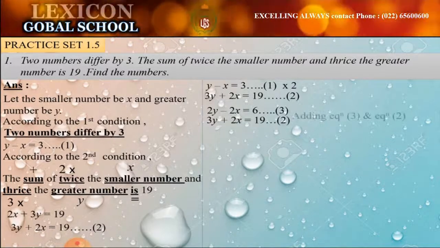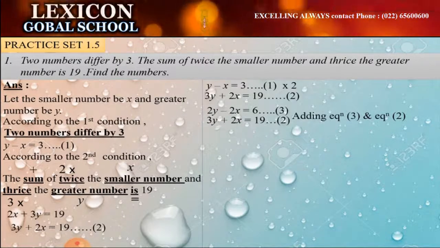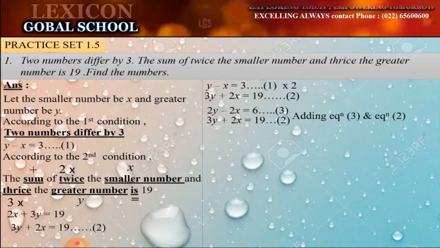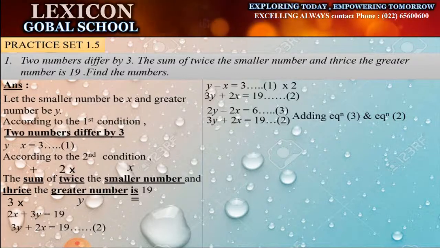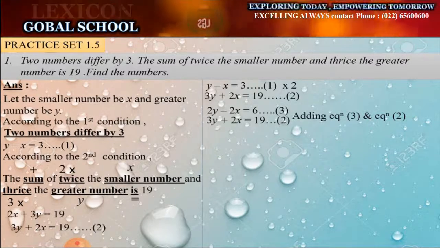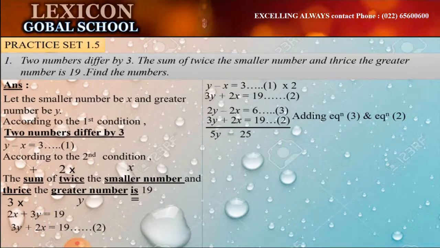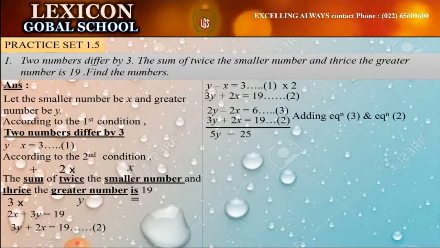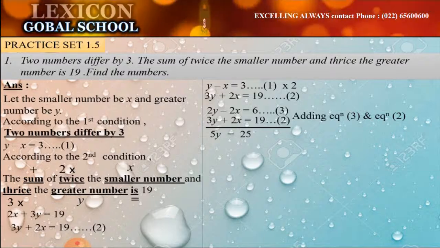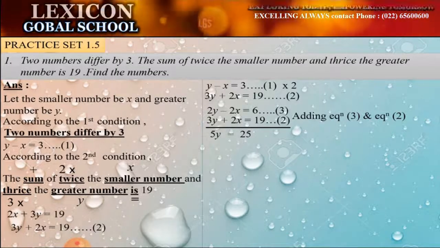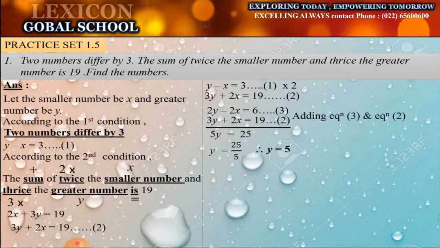Now we need to add because coefficients have become the same and already there is an opposite sign. First equation is having a negative sign, second equation is having a positive sign. So we can directly add. Adding equation 3 and 4, what do we get? 2y plus 3y we get 5y is equal to 19 plus 6, equals 25. Minus 2x plus 2x gets cancelled. Therefore, y is equal to 25 upon 5. y is equal to 5.